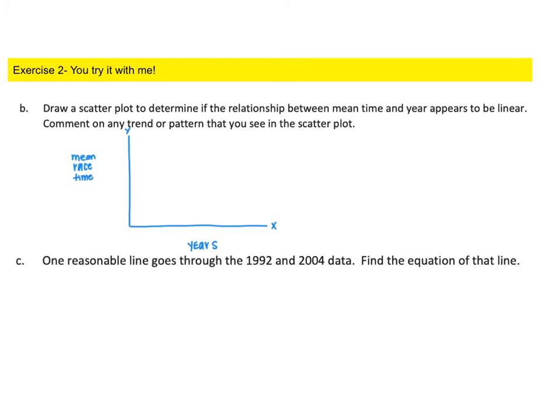For our years, we're going to start with 1976, and we're going to go to 2012, but we're going in increments of 4, so the next one would be 1980, then we have 84, 88, 92, 96, 2000, 2004, 2008, and 2012.